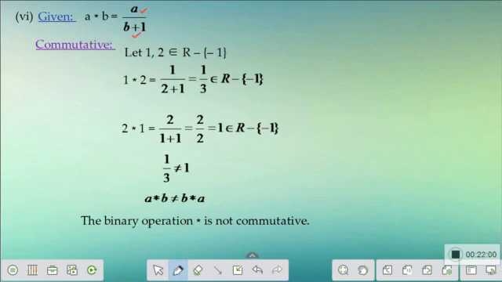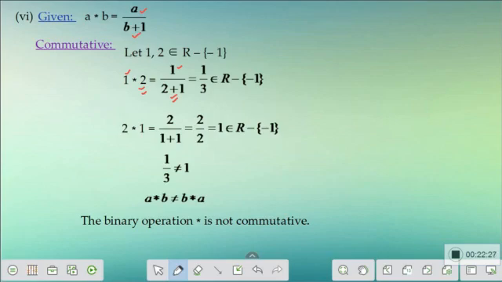1 star 2 is equal to the first element 1 in the numerator and the second element 2 in the denominator with 1 added to it. So you can see it is 1 by 2 plus 1. Now you can simplify this. 1 by 2 plus 1 is nothing but 1 by 3 and this is an element of R minus of minus 1. So you see that 1 star 2 is an element of R minus of minus 1.